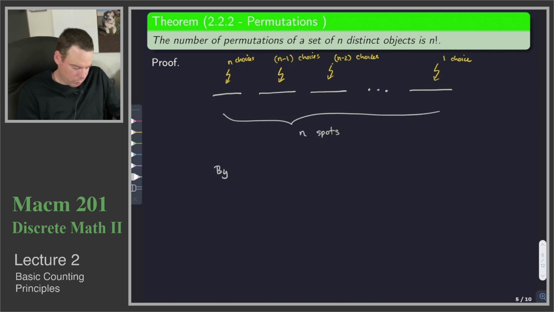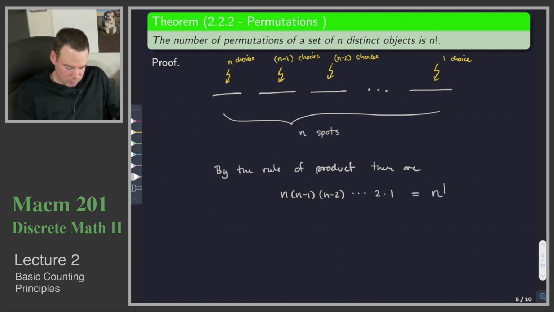So by the rule of product, how many ways can we fill these slots? There are n times n minus 1 times n minus 2 dot dot dot times 2 times 1, which is given in shorthand by this n with an exclamation mark, known as n factorial ways.